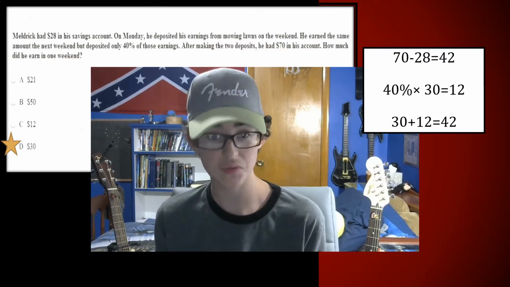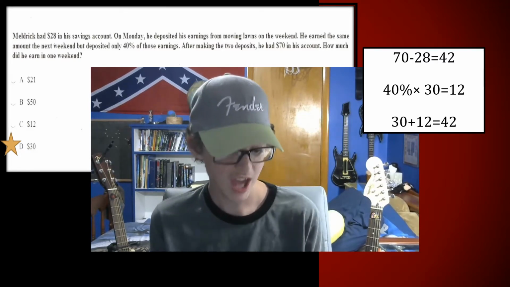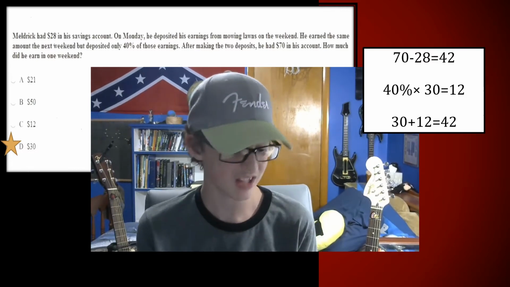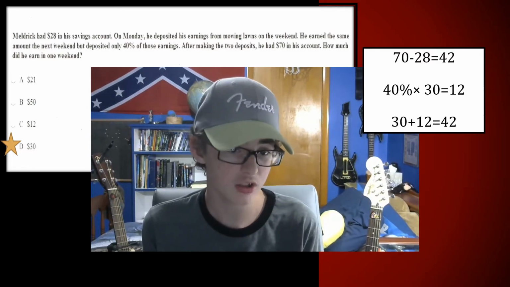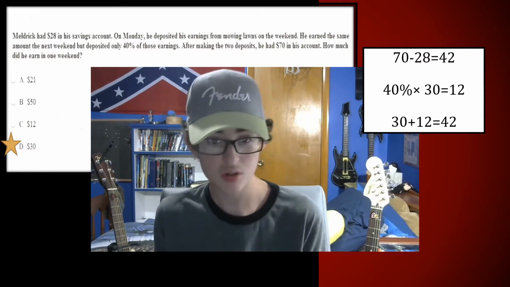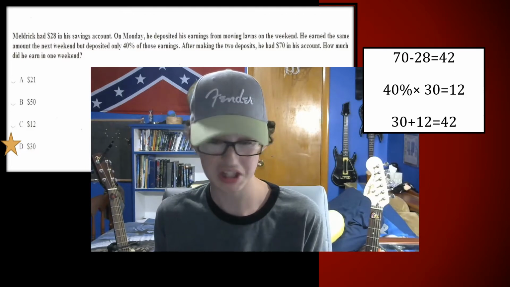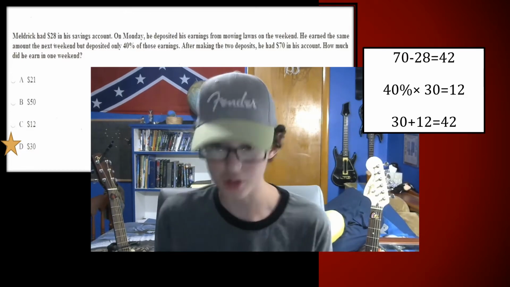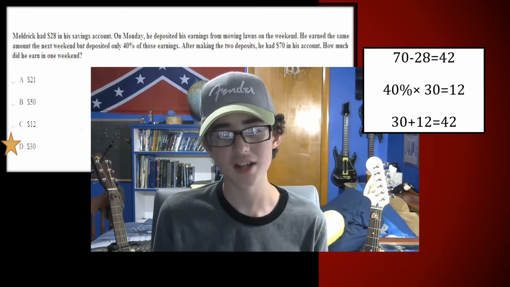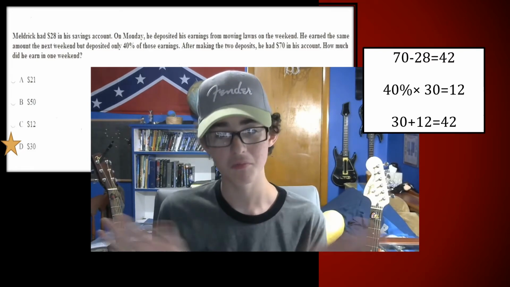Now, let's see if 30 is one of the answers. A is 21. That ain't it. I know that for a fact. B, $50. Be nice to have, but that's not the answer. C, $12. Yeah, that ain't it. And D, $30. And looky there, it's on there. If you got the answer right, clap and a half to you.